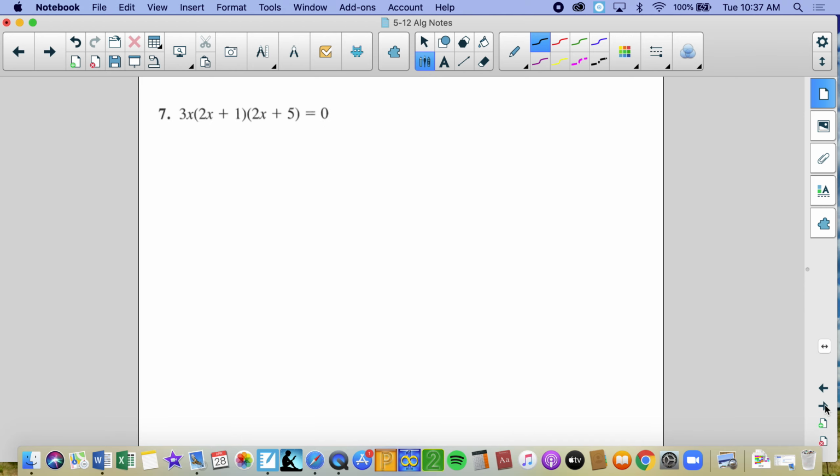Whoa, look at this. This is a little bit different. What do we notice? Yeah, there's 3 things that are being multiplied this time. So we're going to take 3x. We're going to set it equal to 0. We're going to take 2x plus 1. We're going to set it equal to 0. We're going to take 2x plus 5 and set it equal to 0.